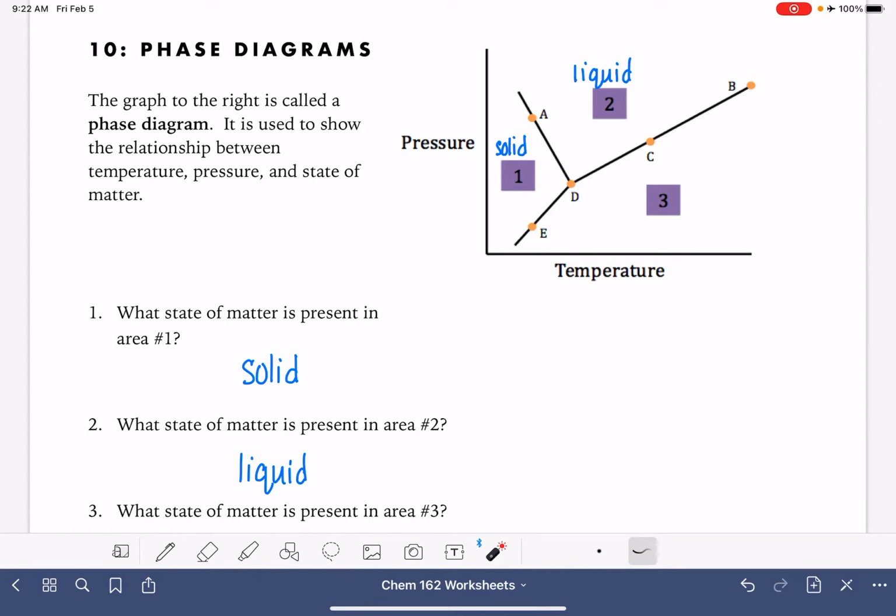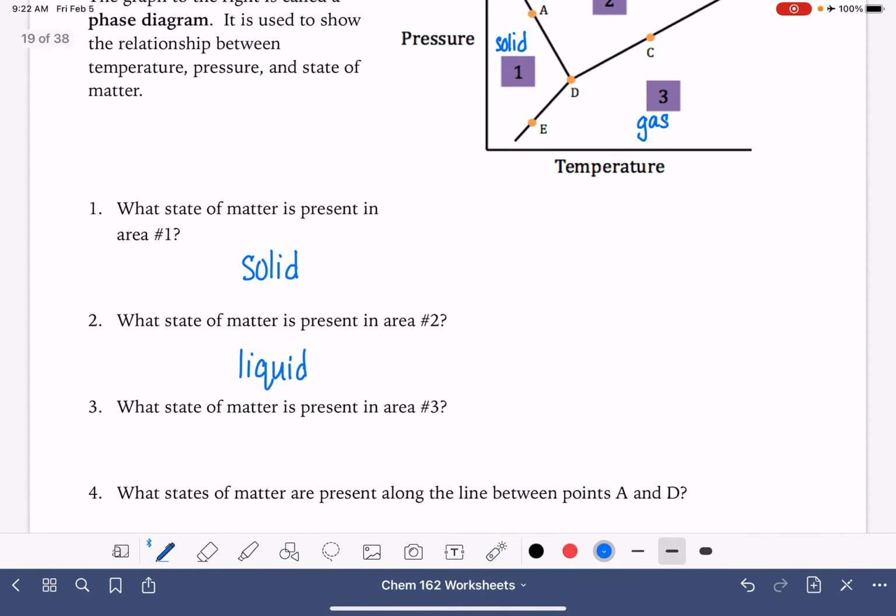And again, the easiest way for me to remember that gases exist in this space is thinking to myself, what state of matter would exist if I have really low temperature, but also really low pressure? And that makes me think of outer space or a vacuum or something like that. The low pressure is going to force this to be in the gas phase. So in area number 3, we have a gas.